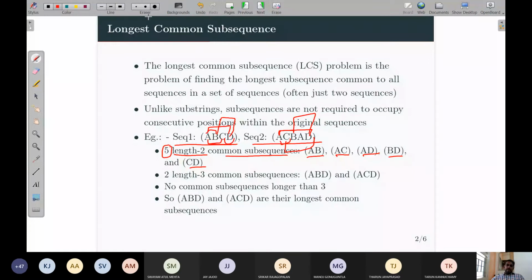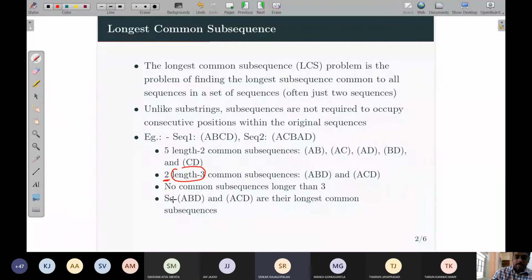Okay. Now can you tell me the length 3 subsequences? It is mentioned that 2 length 3 subsequences are there. Which are they? Yeah, ABD is there. You can see A here, after that B, after that D. Here also A, after that B, after that D. ACD is also there: A, after that C, after that D. In between, many things will be there, but we are just finding the relative order.